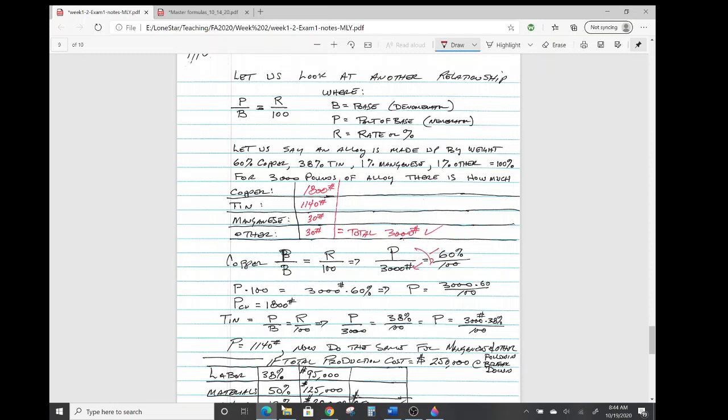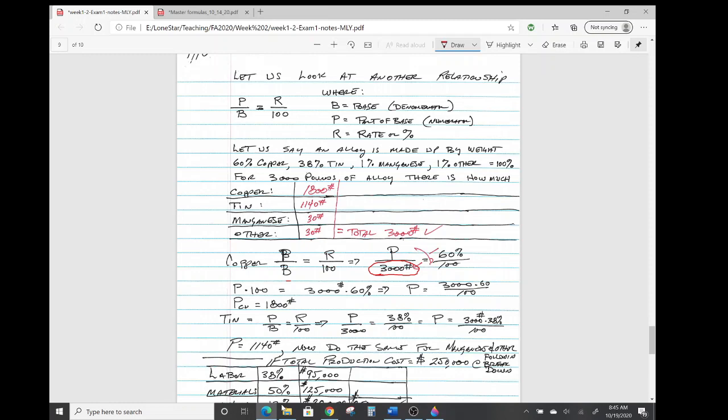Well, this is really simple. You set it up. Copper, P over B equals R over 100. So we want 3,000 pounds of alloy, right? So our base, or our denominator, is 3,000 pounds. 3,000 pounds right here. Our P is what we're trying to solve for. How many pounds? Okay. What's the rate? How much copper is in our alloy? We said it's 60%, right? So you put 60% over 100.